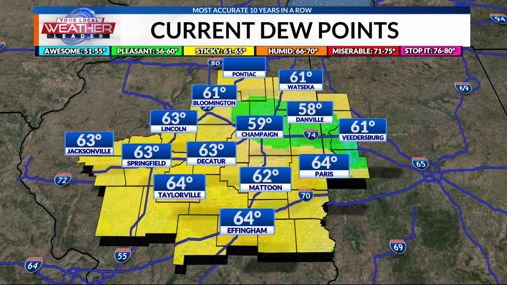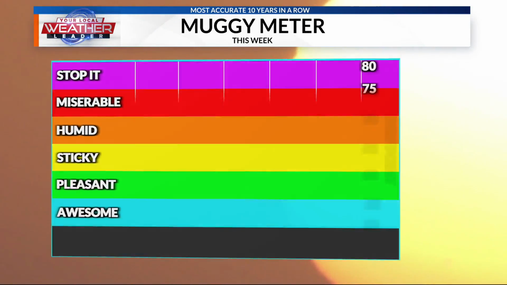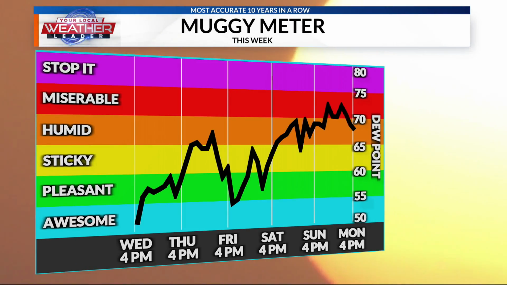And another thing to look at here, we talk about our muggy meter a lot. Yes. So when it gets to 70 out there, it's miserable. It is muggy and humid, and so that certainly is why we like to use the dew point value more, because if the dew point's 70, it doesn't matter. It's going to be humid. There's a lot of water in the air.